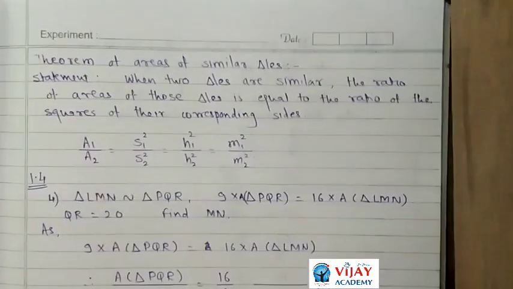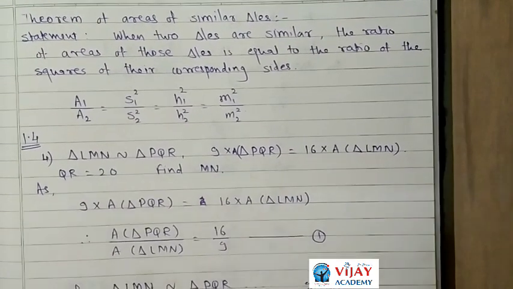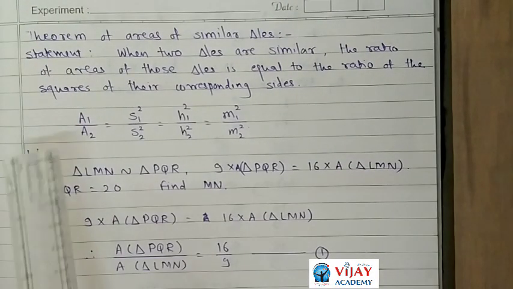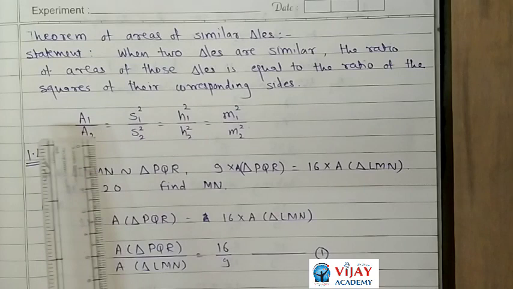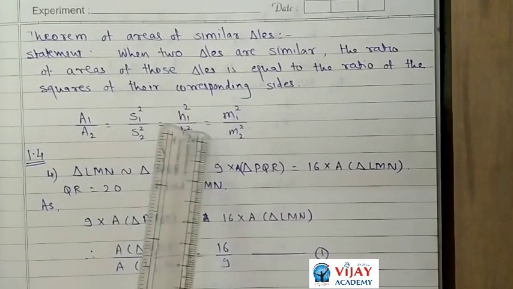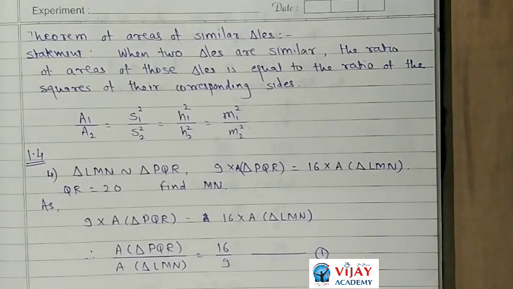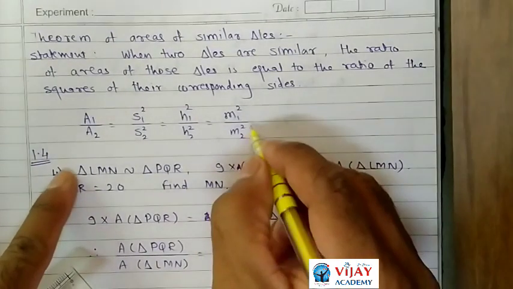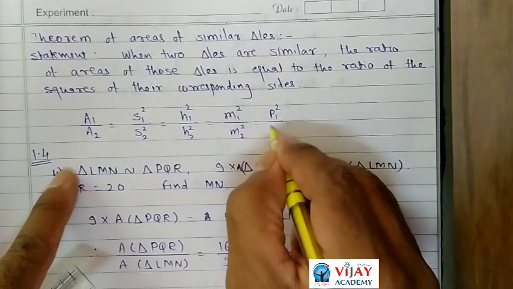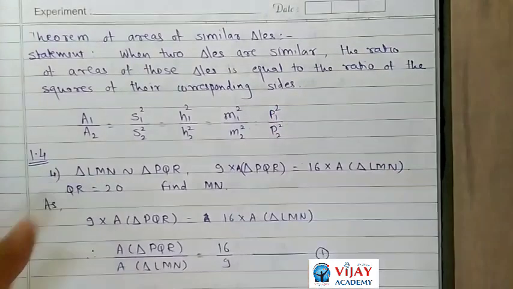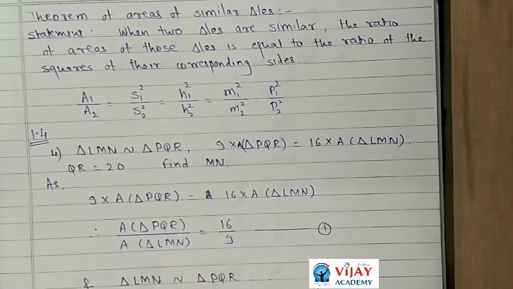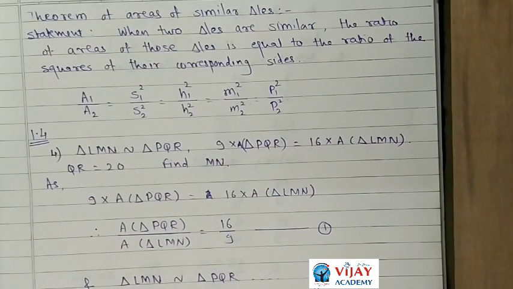So according to this theorem, we can write A1 upon A2 is equal to S1 square upon S2 square is equal to H1 square upon H2 square is equal to M1 square upon M2 square. Also, this is equal to P1 square upon P2 square. So P1 and P2 are the perimeters of the corresponding triangles.